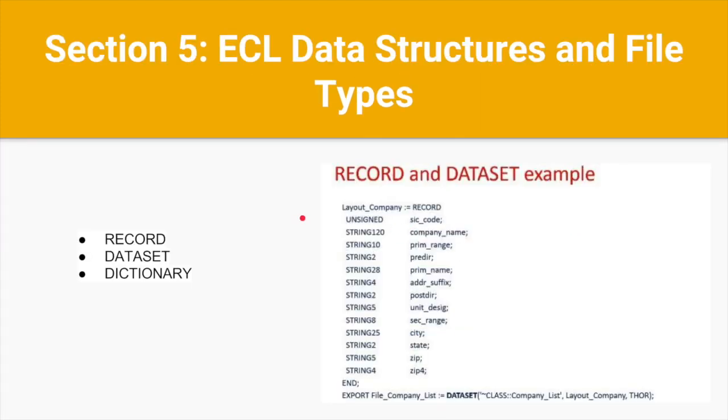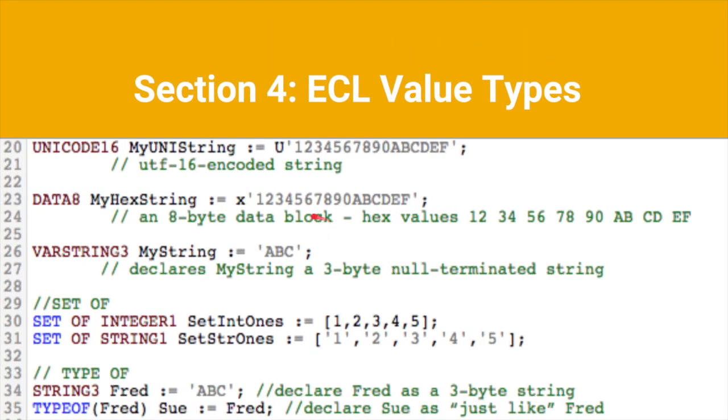That is referring to what you're actually declaring here. And we'll get into more detail about all these. Just want to give everyone an overview. Then you have a variable string, my string ABC. Now this is going to declare a my string right here, a 3-byte null terminated string. We'll get into what that means. It's very interesting, but it's very useful also in ECL.